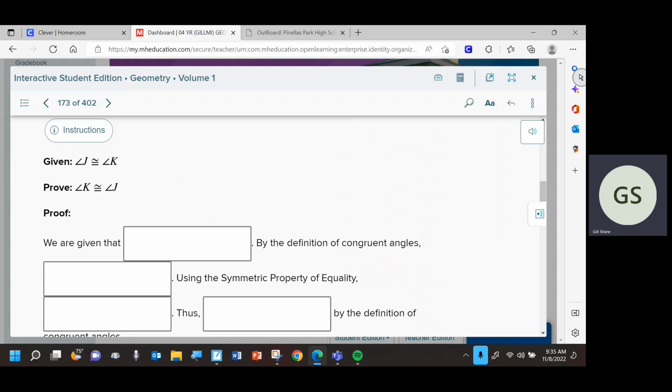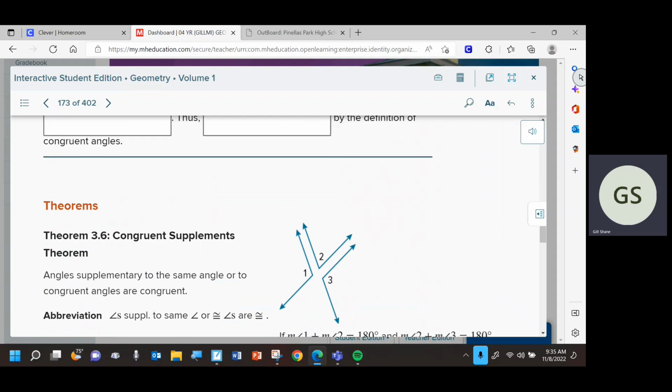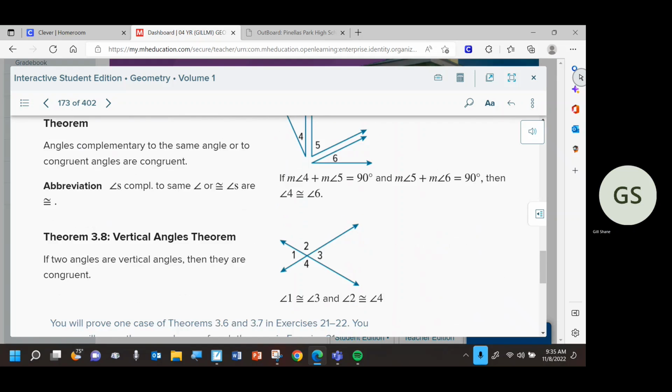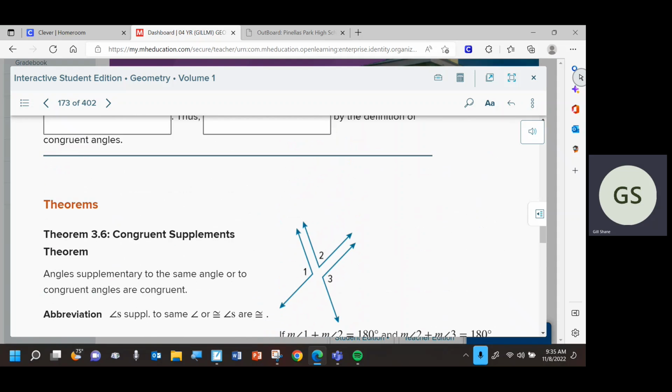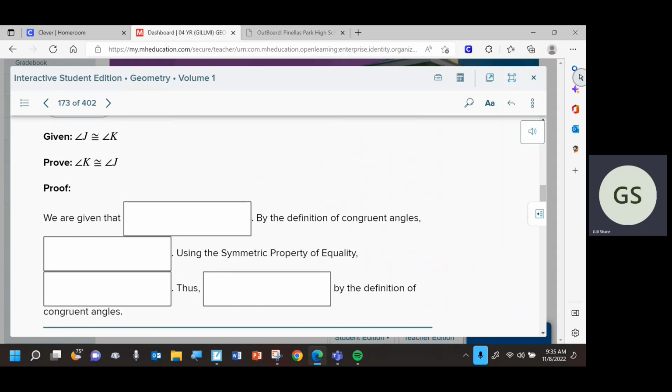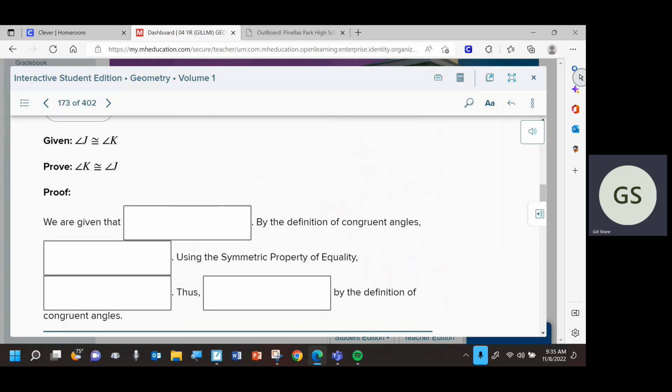Oh man, they're doing paragraph proofs. I hate paragraph proofs. Or actually, maybe this isn't a proof. Maybe they're just walking us through. It's more writing than solving. All right, let's just go through these real fast then. So again, if we are given what? What's the given statement?